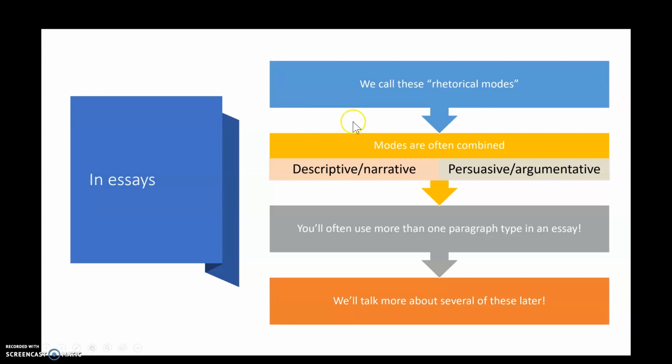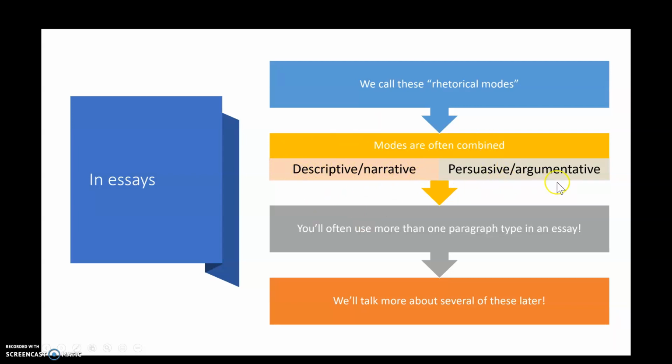So in essays, we call these types of paragraphs rhetorical modes. You might see that term. Rhetorical mode just means type of essay or type of paragraph. It's a fancy term. Modes are often combined. So when we're doing the paragraphs, you'll have a descriptive paragraph and you'll have a narrative paragraph. When we get to the essays, we're going to combine them into the descriptive narrative because they tend to work better when you combine them, and it's easier to write that way.